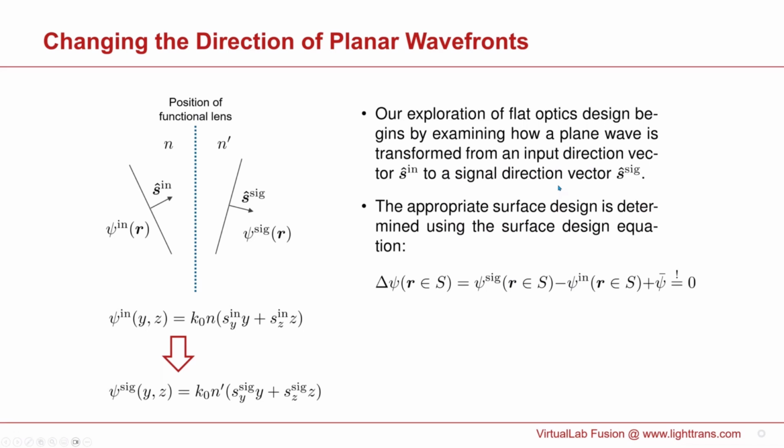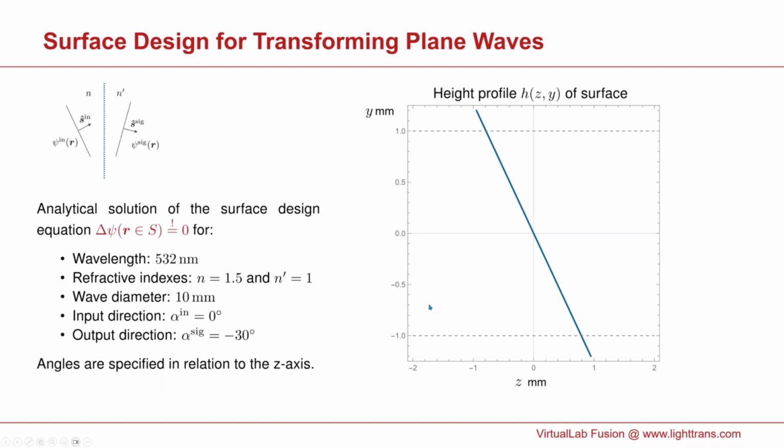Our exploration of flat optics design begins by examining how a plane wave is transformed from an input direction to a signal direction vector. Of course, we base it on the design equation, as I discussed before. Solving the design equation for these parameters, input 0 degrees, output minus 30 degrees, results in a planar surface, which is, of course, an entirely expected outcome. It's just a surface of a prism, probably, which we have done before. Not probably, it is a prism, of course.